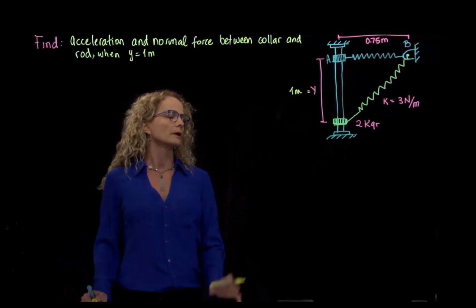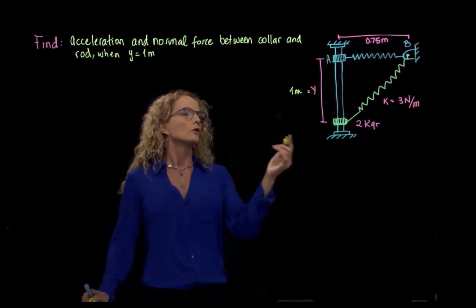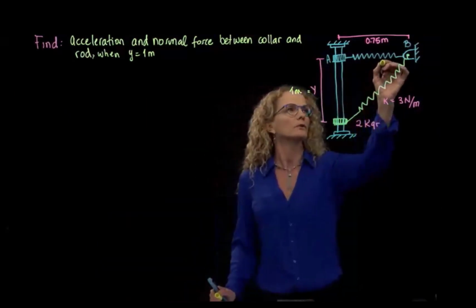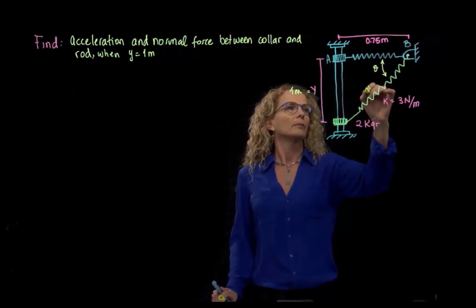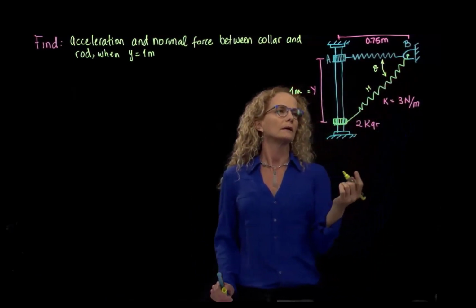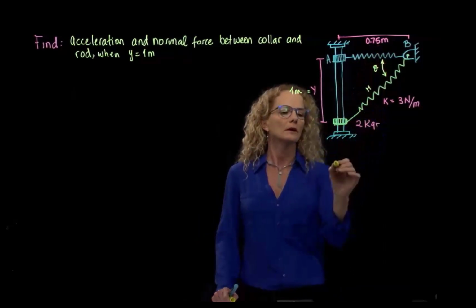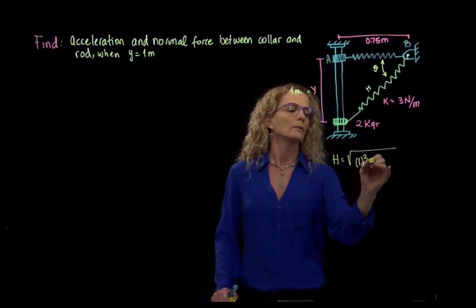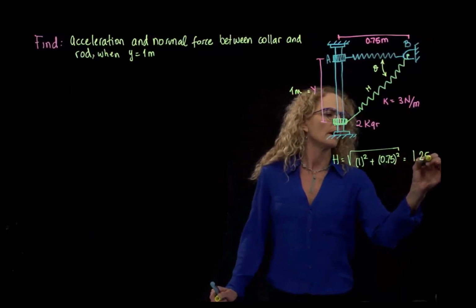First, we should understand the geometry and then do the free body diagrams, right? So as you see, we will have this force of the spring. So what I will do first of all is to understand this angle right here. To understand this angle, I will find the hypotenuse of this length right here. Since we have 1 meter here and 0.75 here, the hypotenuse is the square root of 1 squared plus 0.75 squared, which is 1.25.